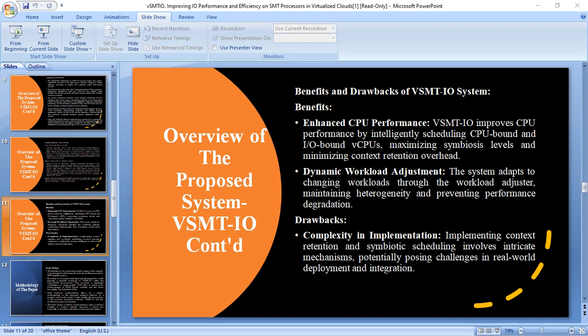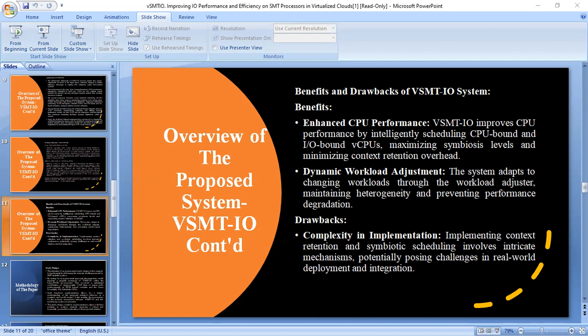Dynamic workload adjustment is the second benefit. It adapts to changing workloads through the workload adjuster component and maintains heterogeneity across the cores, preventing performance degradation over time. Drawbacks of vSMT-IO. Complexity in implementation. The implementation of the context retention and the symbiotic scheduling involves intricate mechanisms. Potential challenges may arise in real-world deployment and integration due to the system's complexity.